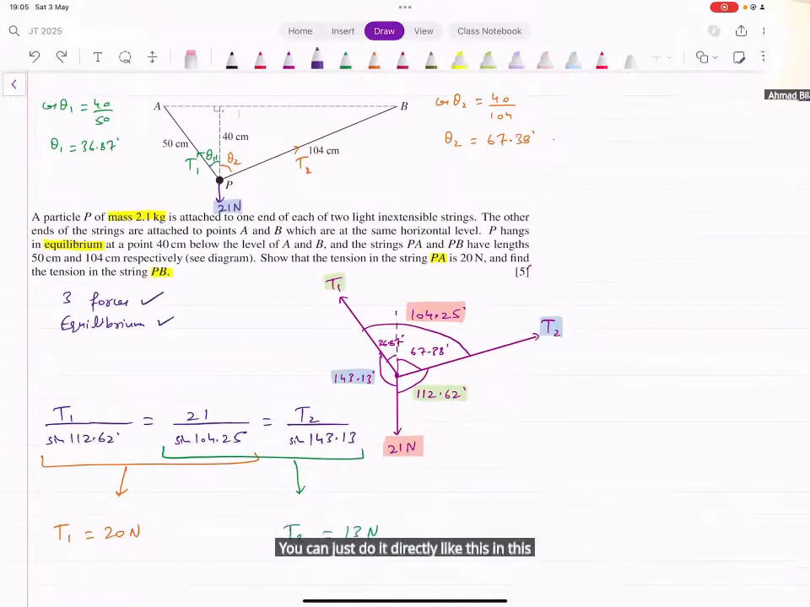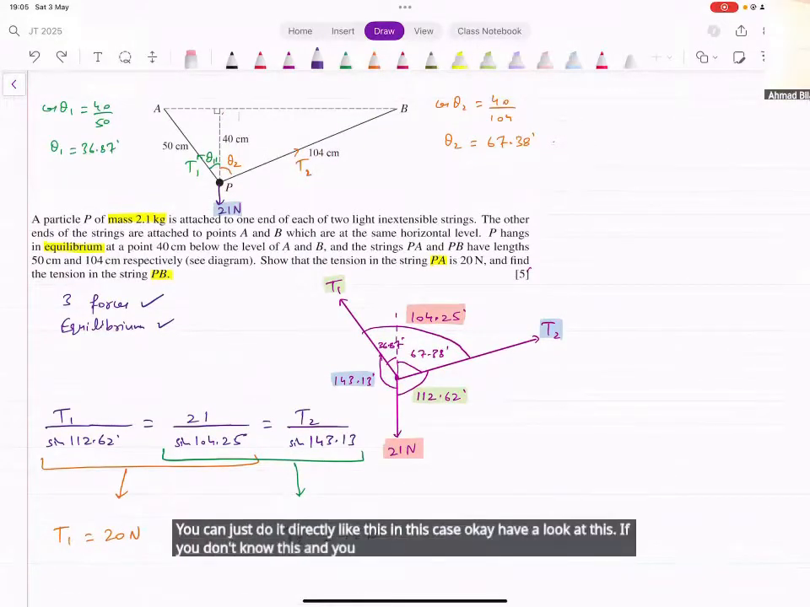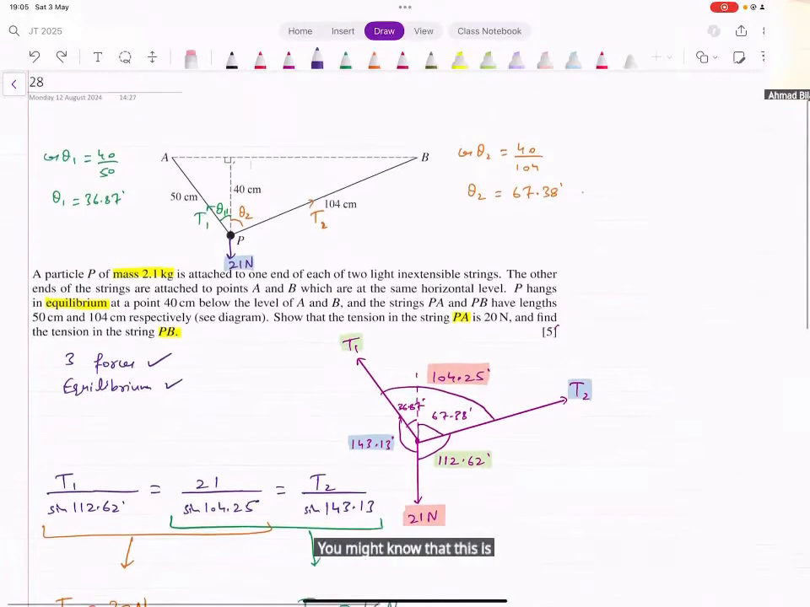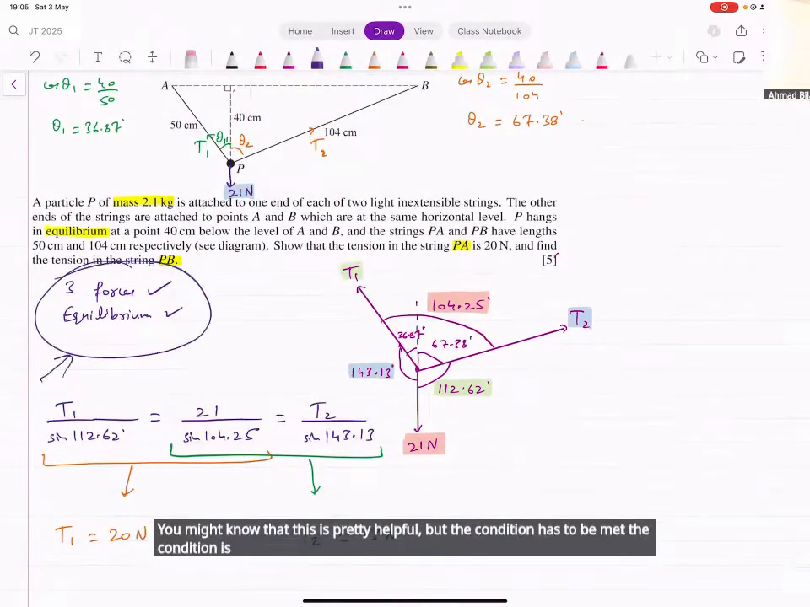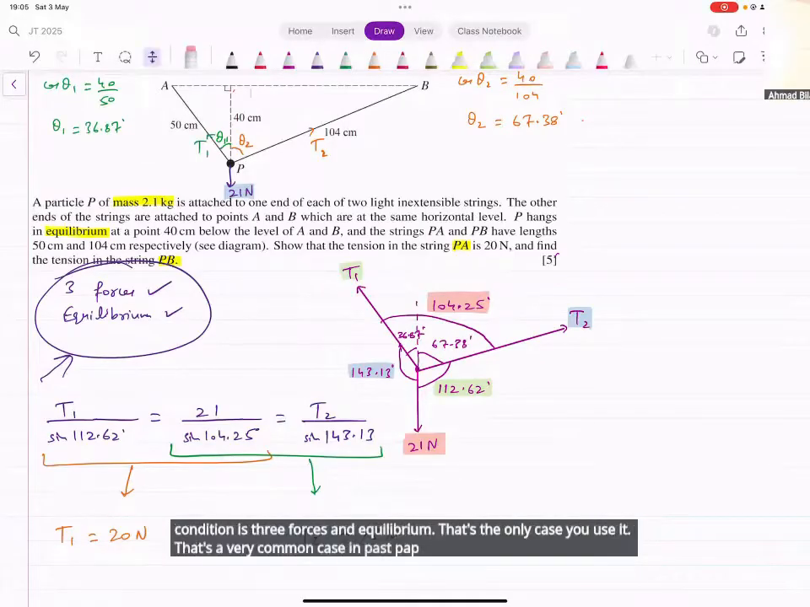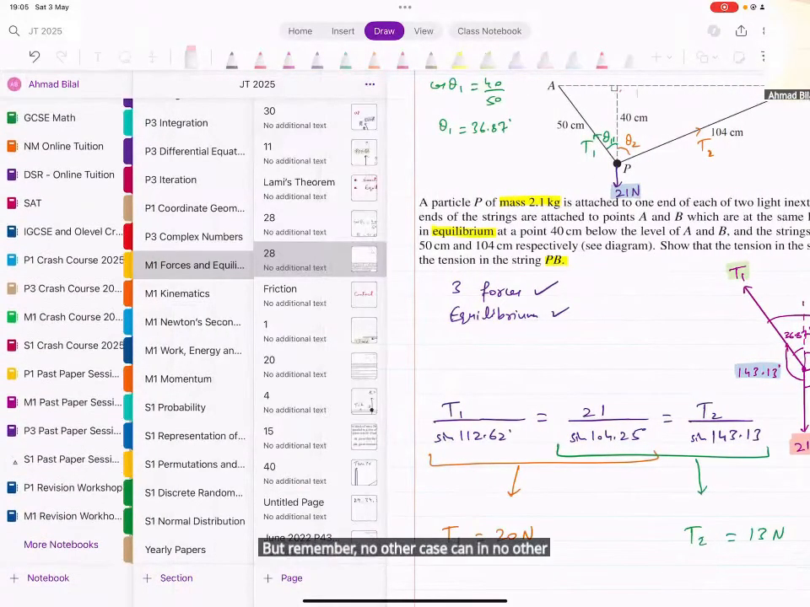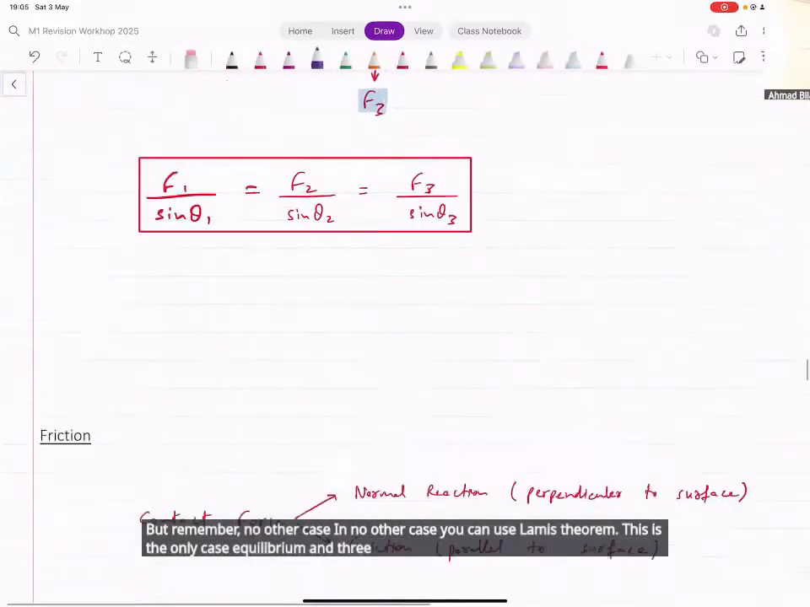Okay, have a look at this. If you don't know this and you think it's complicated, just leave it. It's not required. But those of you who know it, you might know that this is pretty helpful. But the condition has to be met. The condition is 3 forces and equilibrium. That's the only case you use it. That's a very common case in past papers, so that's why it helps sometimes. But remember, no other case you can use Lami's theorem. This is the only case: equilibrium and 3 forces. Okay, let's move on.